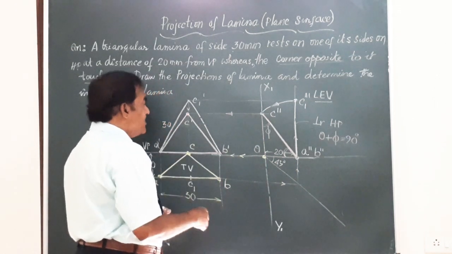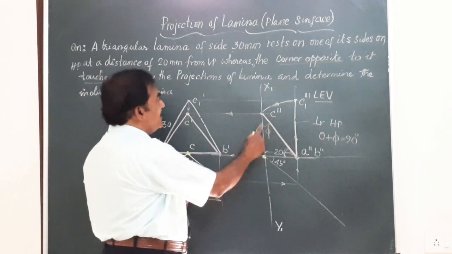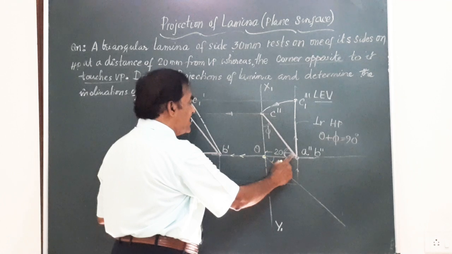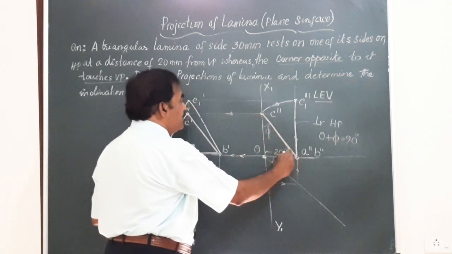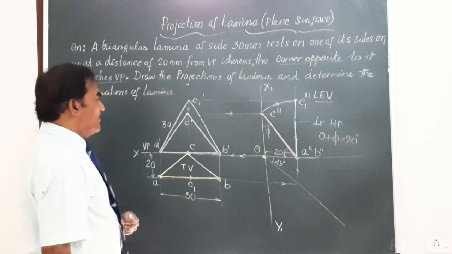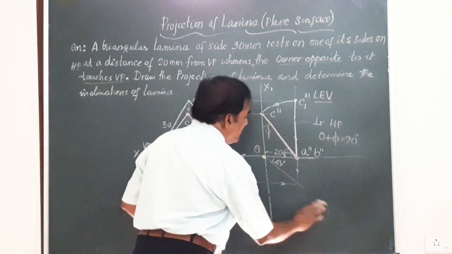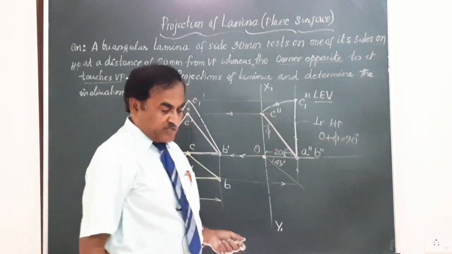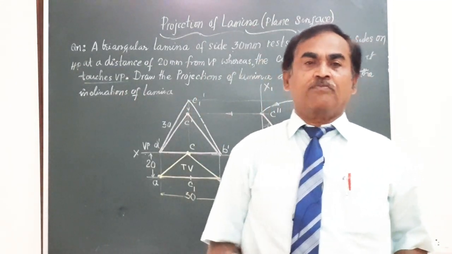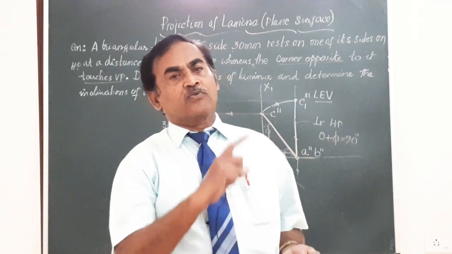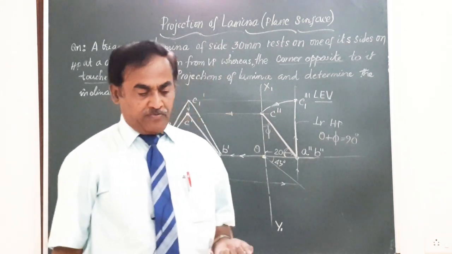So here you are able to measure the inclination of the surface of the lamina with the HP, that is theta, and also phi, the inclination of that lamina with the VP. Friends, I am very sure you would have followed the complete projection of this lamina when resting on one of the sides on HP and the corner opposite to that is touching the VP.